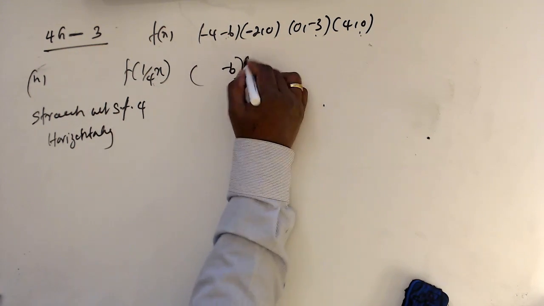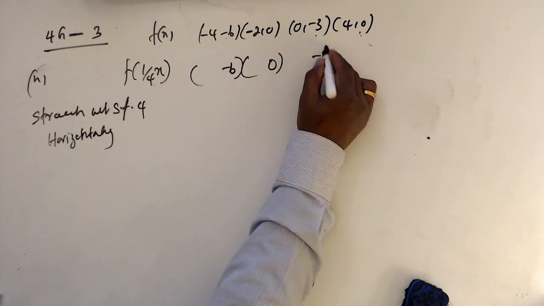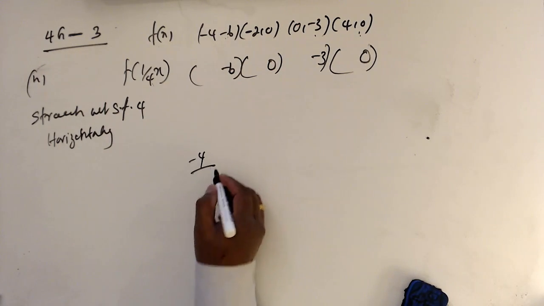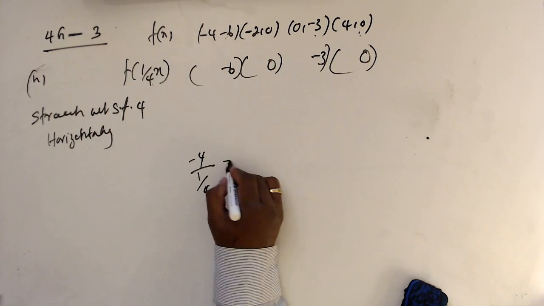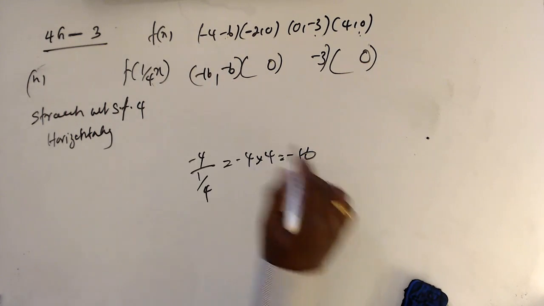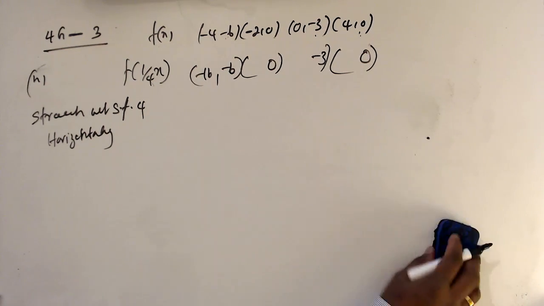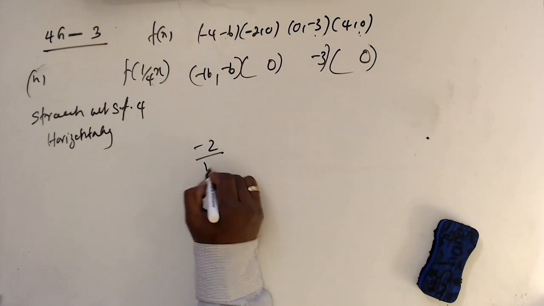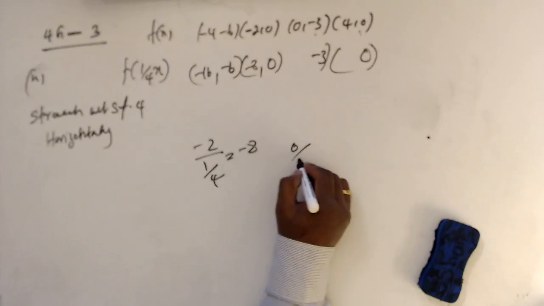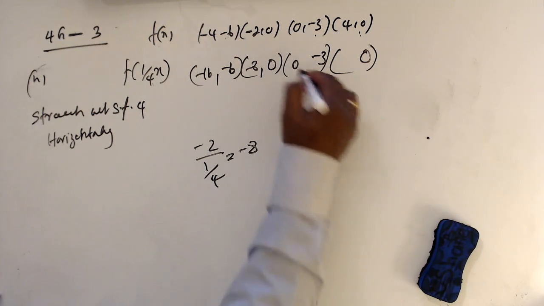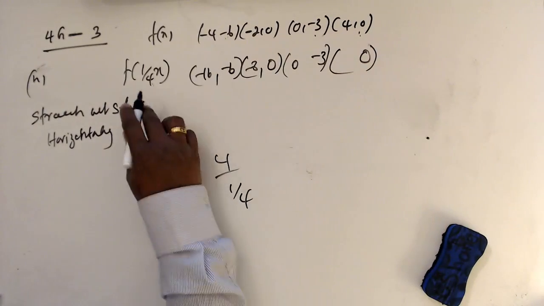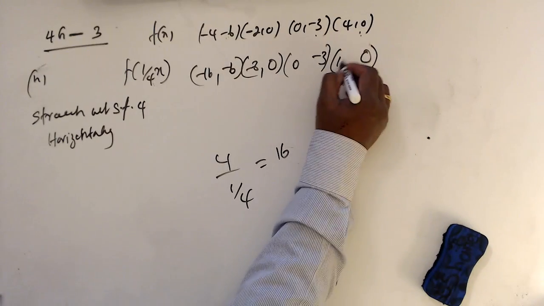So (-6, 0), (-3, 0), I leave as it is. -4 divided by 1 over 4, which is -4 times 4, -16. Then -2 divided by 1 over 4, -8. 0 divided by 1 over 4, 0. 4 divided by 1 over 4, 16.